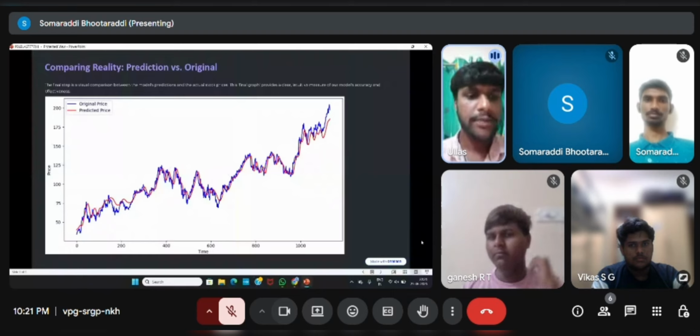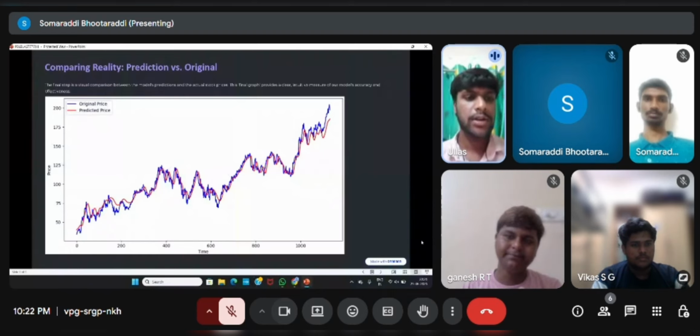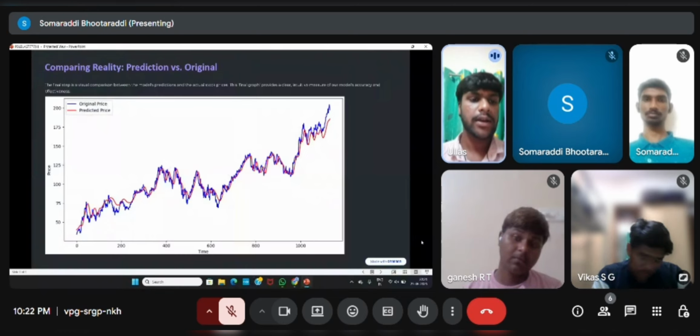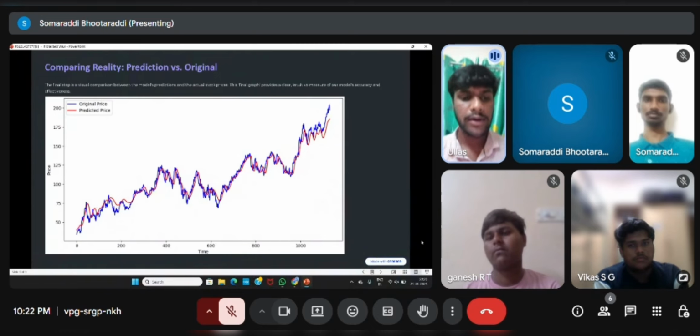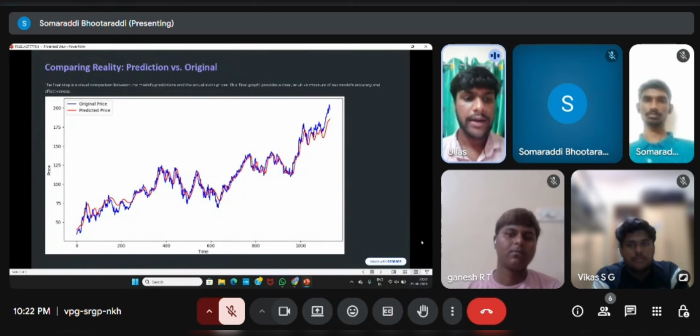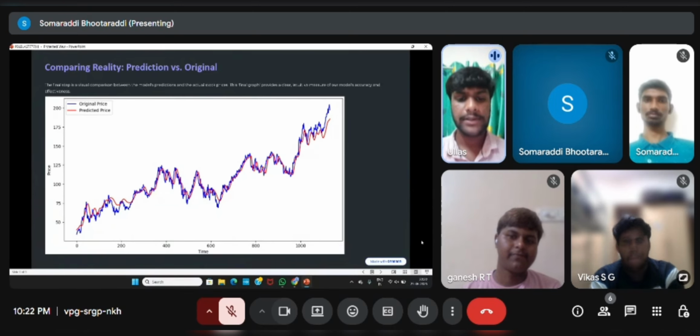The final step is a visualized comparison between the model prediction and the actual stock price. The finalized graph provides a clear intuitive measure of the model's accuracy and effectiveness. This is the final graph. The red is the prediction price and the blue graph is the original price.